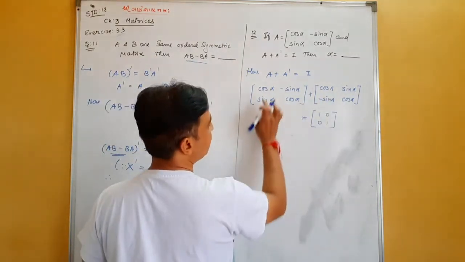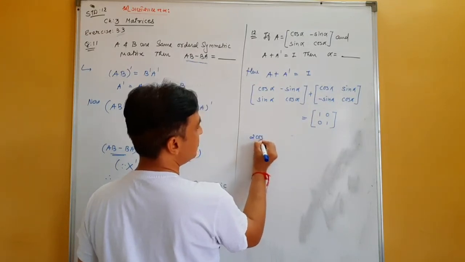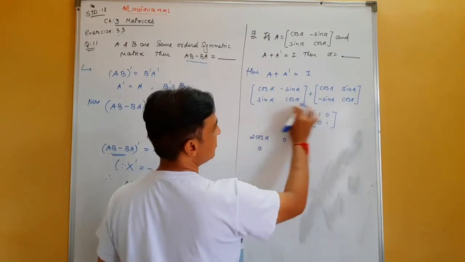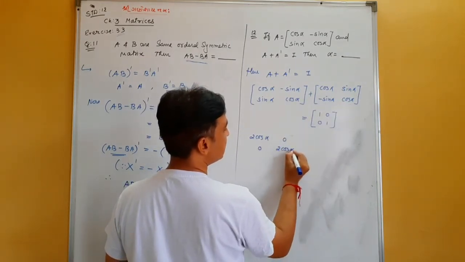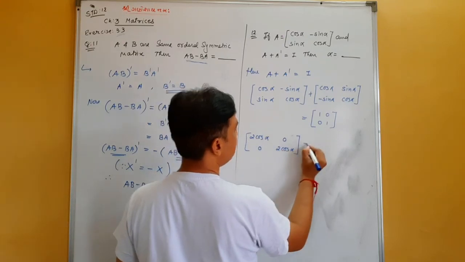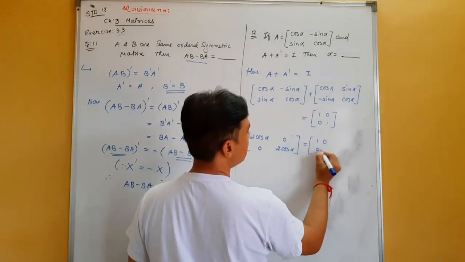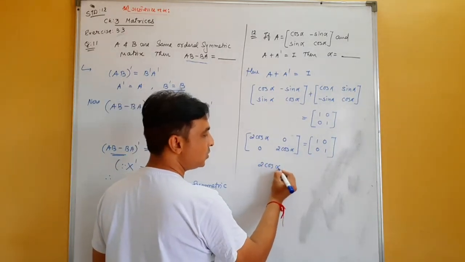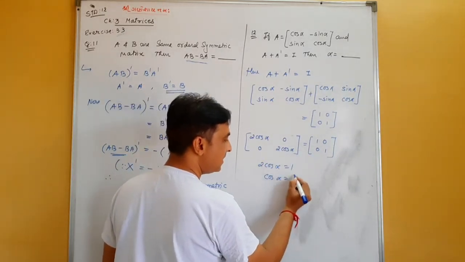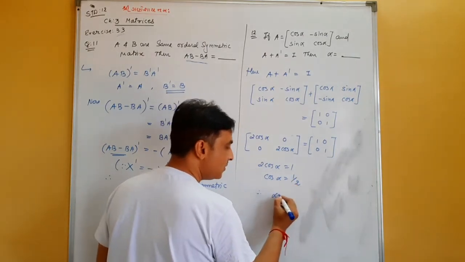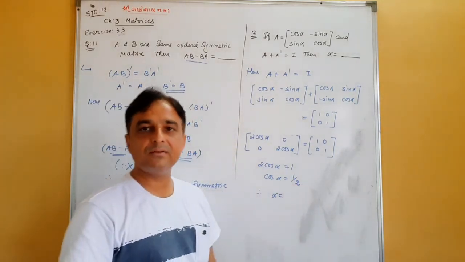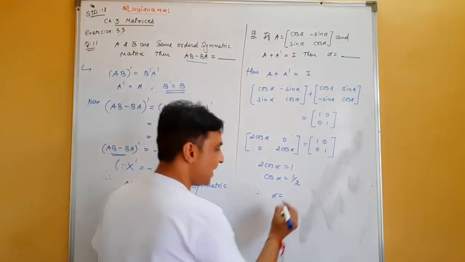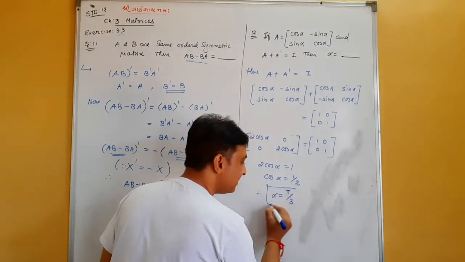Now add these two matrices: [2 cos alpha, -sin alpha plus sin alpha; sin alpha minus sin alpha, 2 cos alpha] equal to [1 0; 0 1]. Now compare these two. That means 2 cos alpha equal to 1, cos alpha is 1/2. Which value of alpha will give us cos 1/2? Pi by 3. So alpha is nothing but pi by 3.